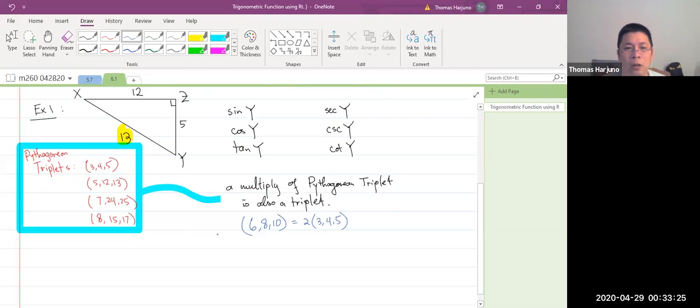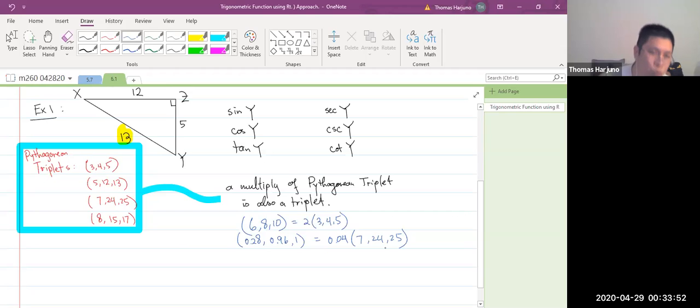Another one, suppose 0.28, 0.96, and 1. That's also a triplet because this is 0.04 of 7, 24, and 25. If you multiply by 2, divide by 2, multiply by any number to that triplet, it must be a triplet also. Even though you have to keep in mind the largest number of that triplet has to be the hypotenuse.